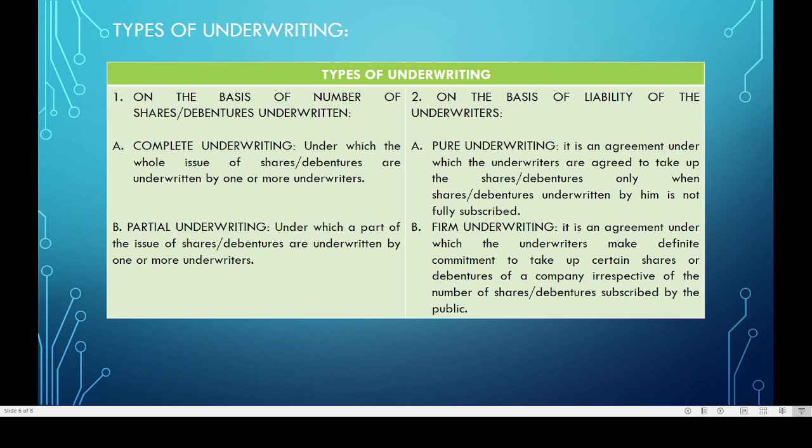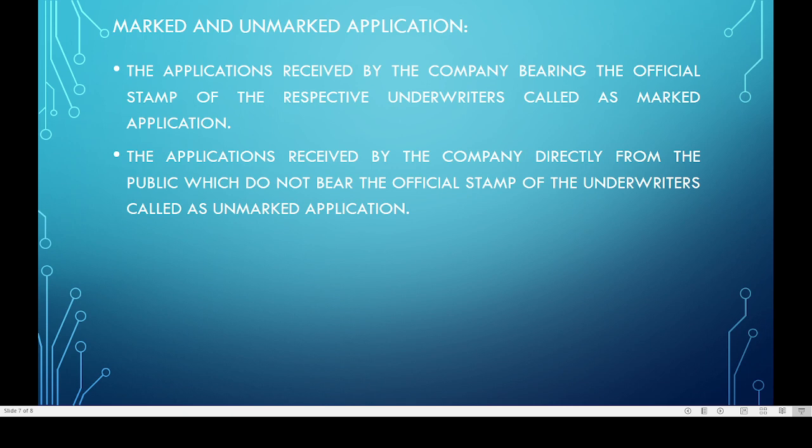The next one is firm underwriting. It is an agreement under which the underwriter makes a definite commitment to take up certain shares, irrespective of public subscription, whether the public has subscribed or not. The underwriter is least bothered about it, but he will purchase the shares of the company. He will promise in the beginning itself, for example, I will buy 20,000 shares. That is called firm underwriting.